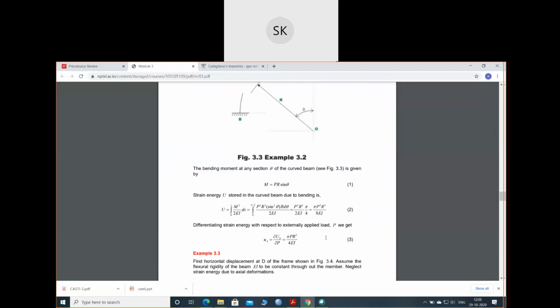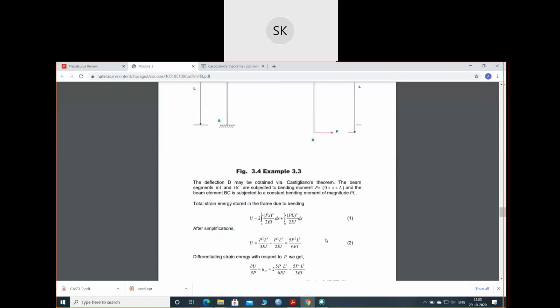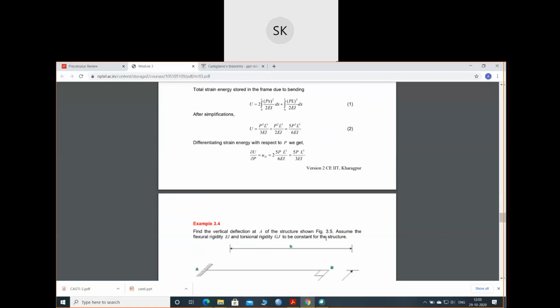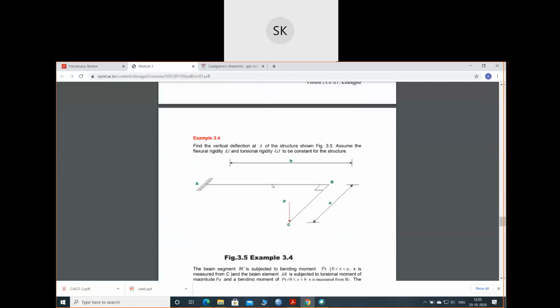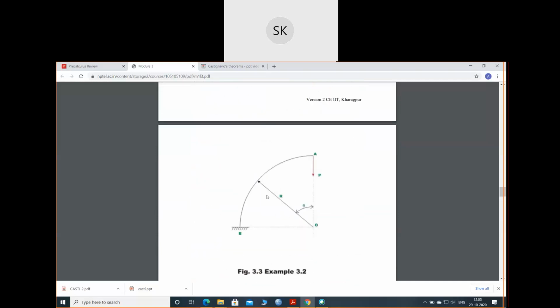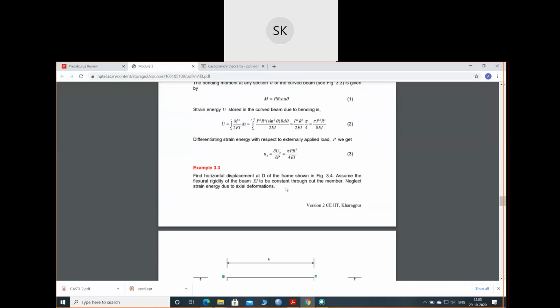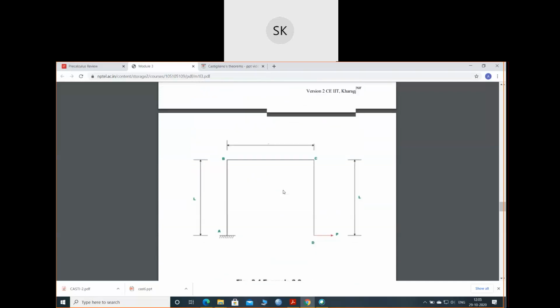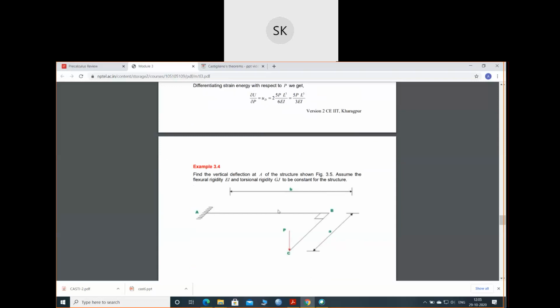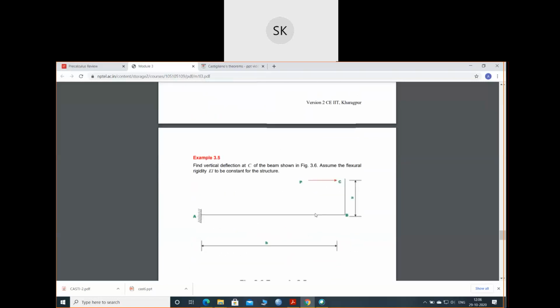This was for a circle. Let me see another example. This one is for a frame. Frame we have not studied, right? So see, these are the various types of structures. This is the frame structure. This one is the arc structure. You can use this theorem to find the deflection for various types of structure. This is another, where there is one horizontal member and one vertical member. Again, this is another type of structure.